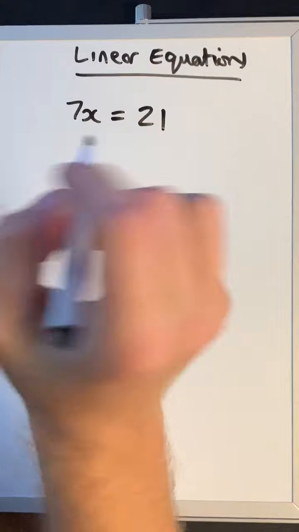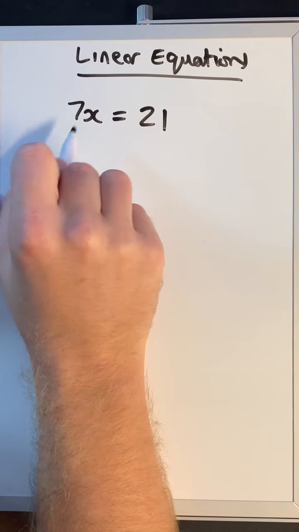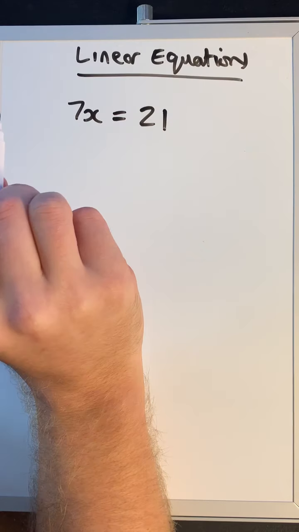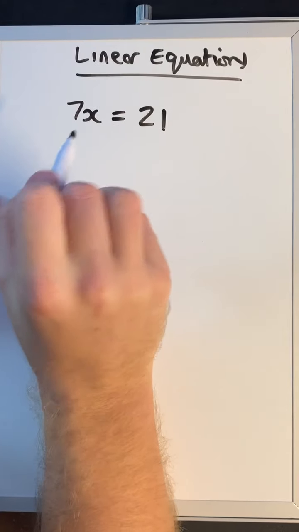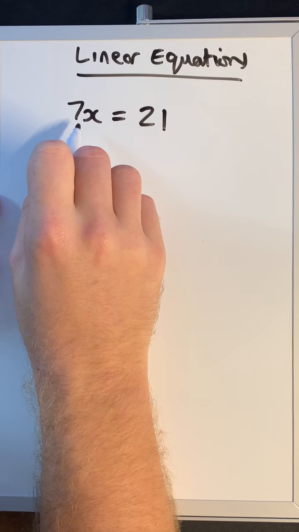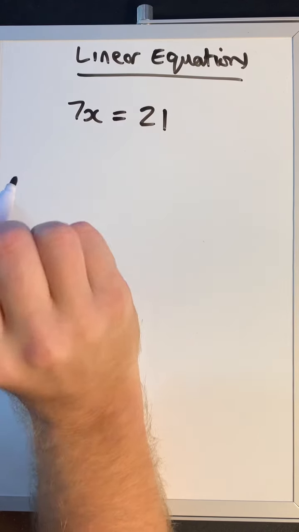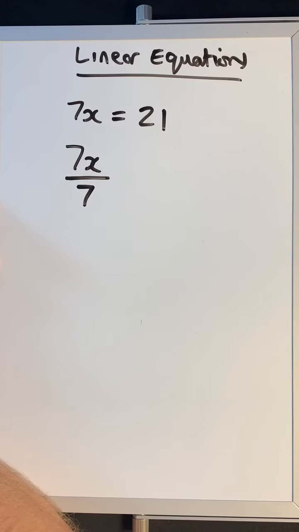So in this case then, to get x equals to a number, we want to get rid of this 7 here that's in front of the x. Now what can we do to get rid of this 7 in front of the x? Well, we can divide this by 7, can't we? Because if we divide this by 7, can we see that the 7s will end up cancelling? So if we've got 7x over 7, the 7s will end up cancelling.